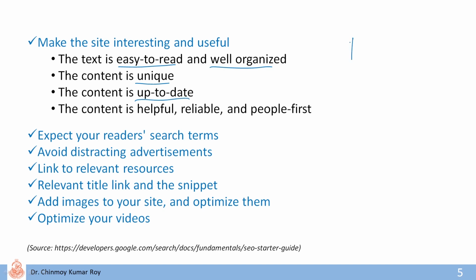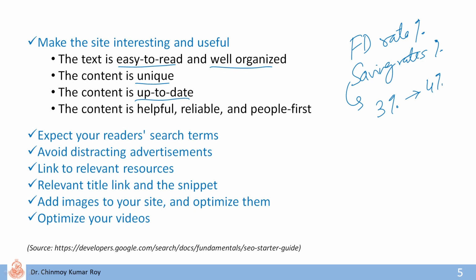So for example, the FD rates or saving rates. Saving rates, for example, have increased from 3% to 4%, but on your website it is showing 3% only, because this is the data of the last month. Last month it was 3%, but in recent time it has increased to 4%, and now you haven't updated it on your website. That is going to leave a very bad impression about your organization, about your website. So your content has to be up to date, helpful, reliable, and people first.